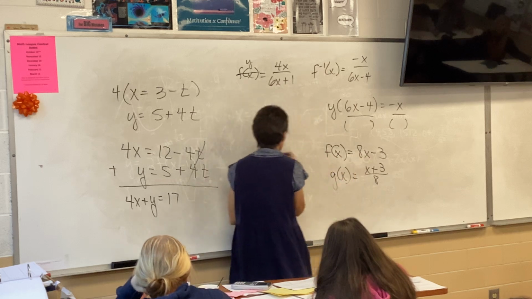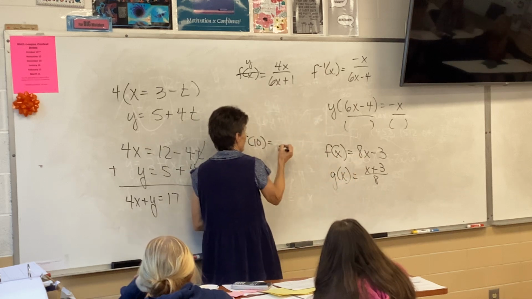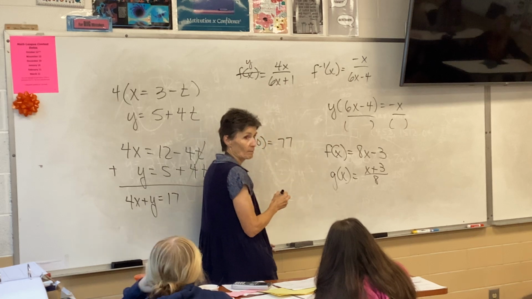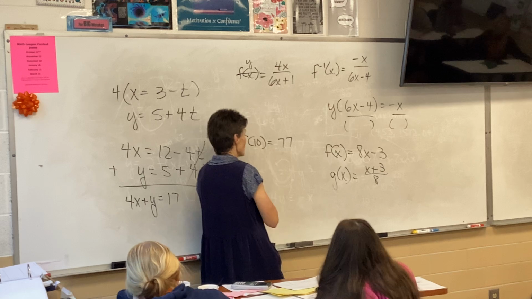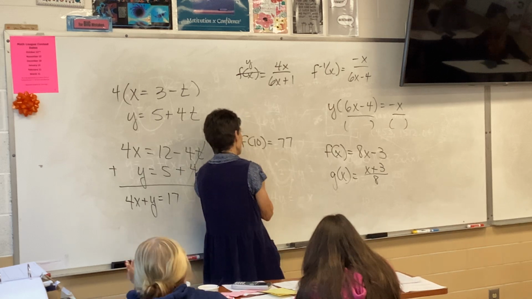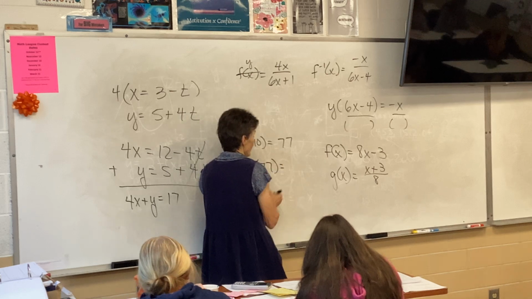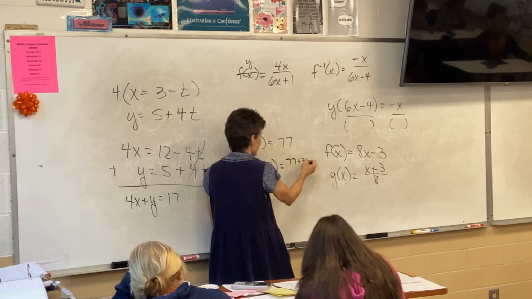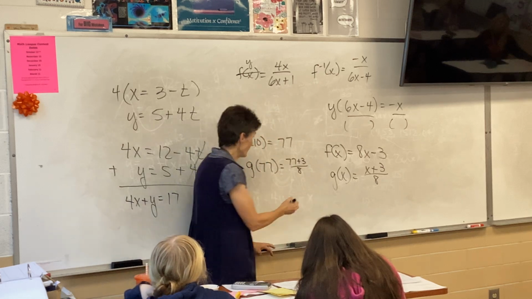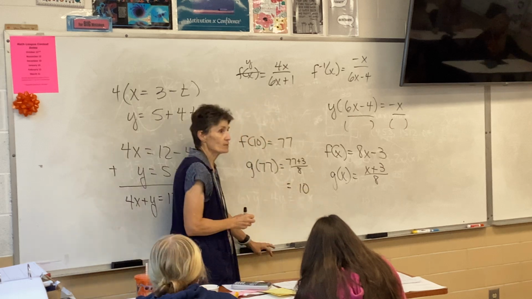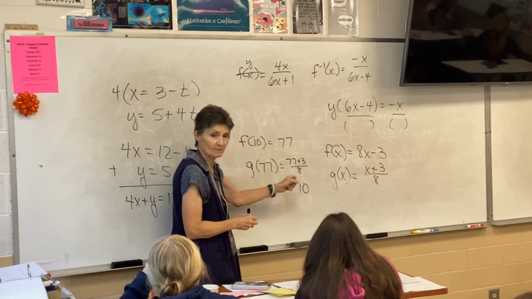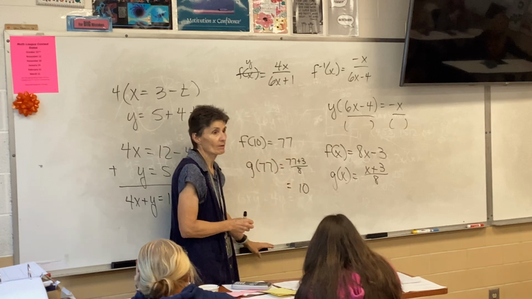And what do I get if I put 10 in? I get 80 minus 3, I get 77. That's a great number, by the way. It's the year I graduated from high school. 77. Then what do I do with the 77? Plug it into g. And that's gonna give me 77 plus 3 over 8, which is 80 over 8, which is 10. Are they inverses? Yep, because 10 gave me 77, and 77 gave me 10. They are inverses.